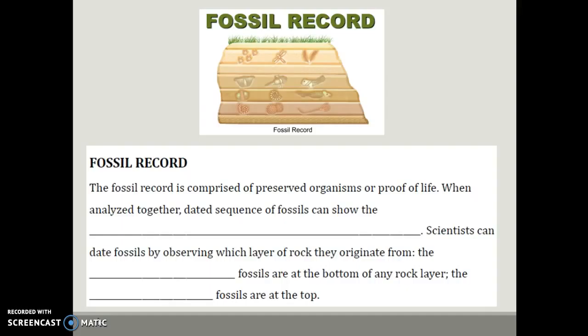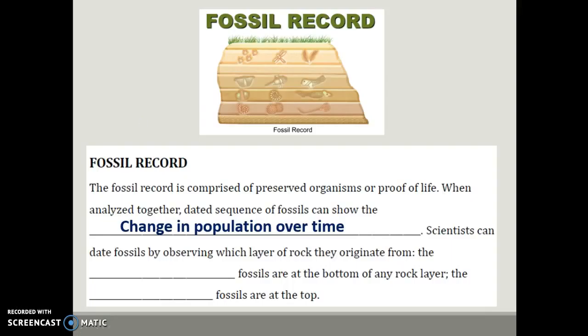Okay, the fossil record is comprised of preserved organisms or proof of life. When analyzed together, the sequence of fossils can show the change in population over time. So if you look at a fossil record, the fossils at the very bottom are the older ones. As you go up, you start seeing newer fossils, and you can see how they changed or evolved over time.